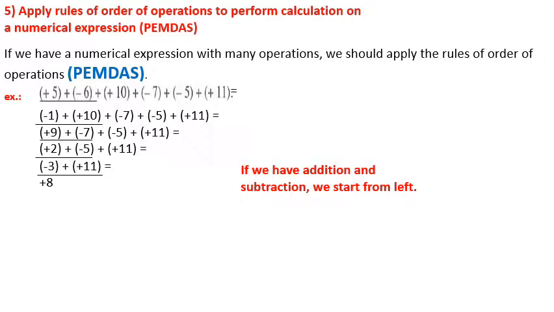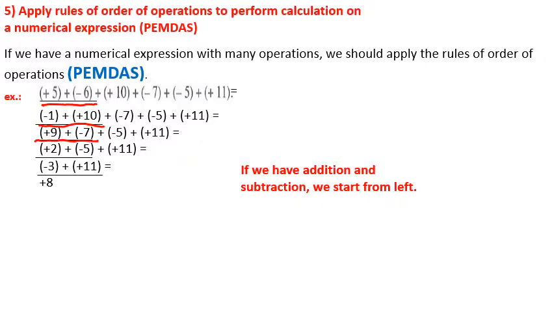So in addition, we always start from the left. We start with the first two from the left, the plus 5 and the minus 6. One is positive and the other is negative, so we take the sign of the greatest and we subtract, so it is negative 1. Now we copy all the others. Now we have negative 1 plus positive 10. One is negative, one is positive, the greatest is positive, and we subtract, so it is plus 9. And we copy all the others.